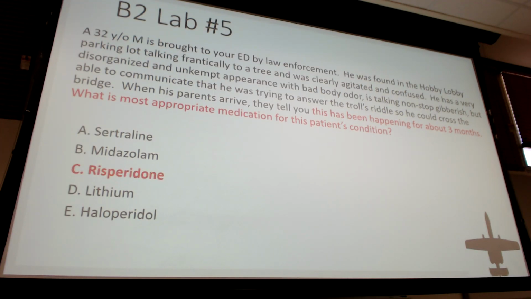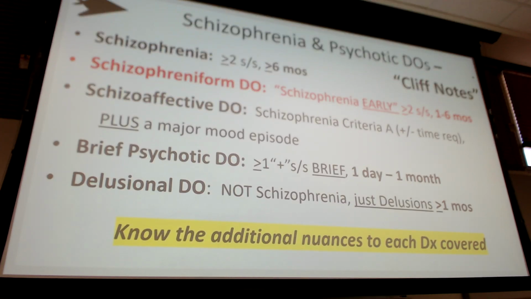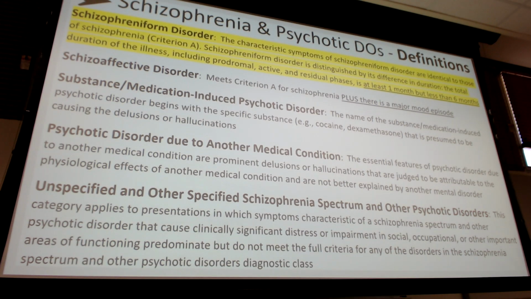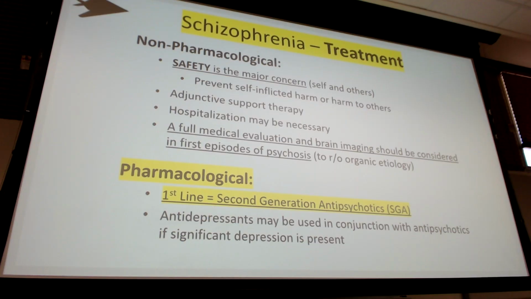Good job. Risperidone, second gen, you did it. 3 months changing diagnoses, just like you said. There it is in our definitions. Y'all already know that. And then when we get to meds, we do safety first. If it's the first time, we scan the brain, and then if we need it, we're going to give them meds so it doesn't happen again. Good.